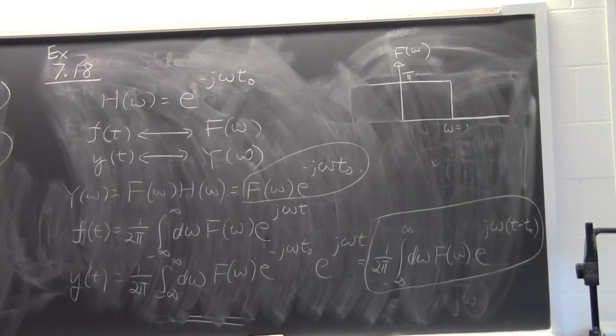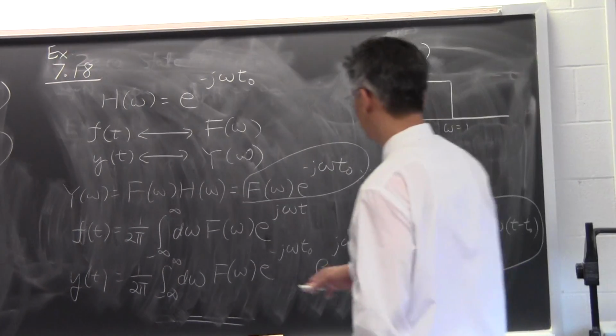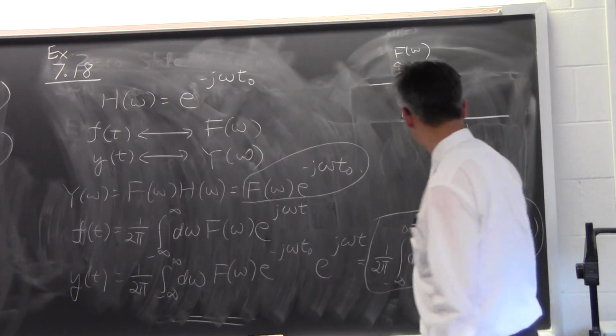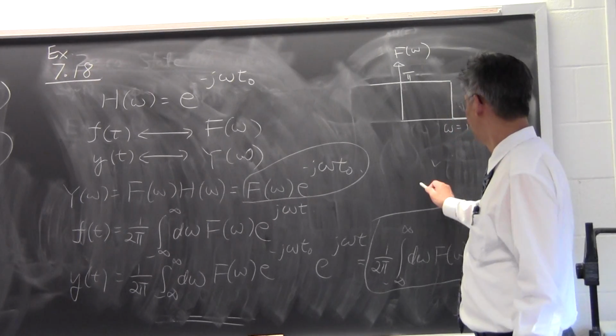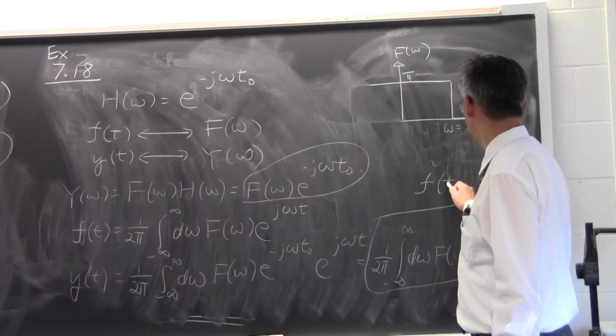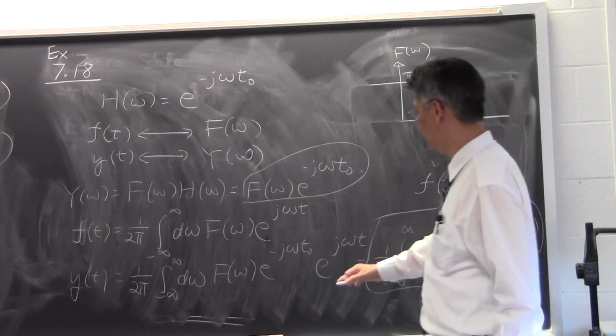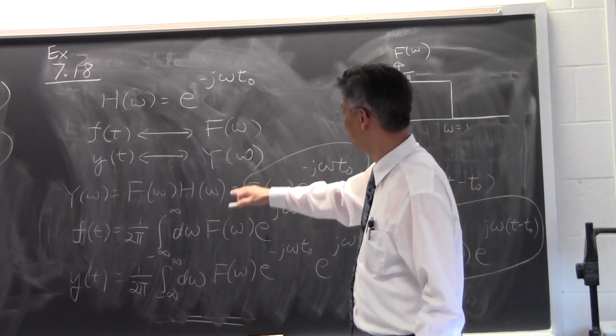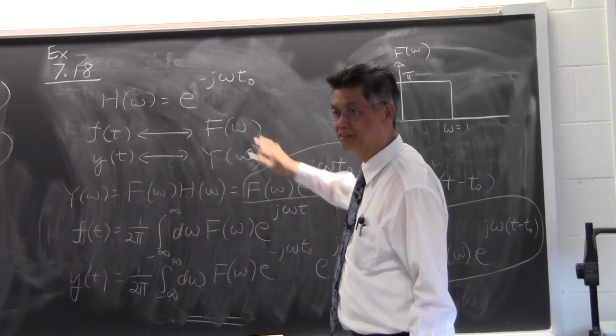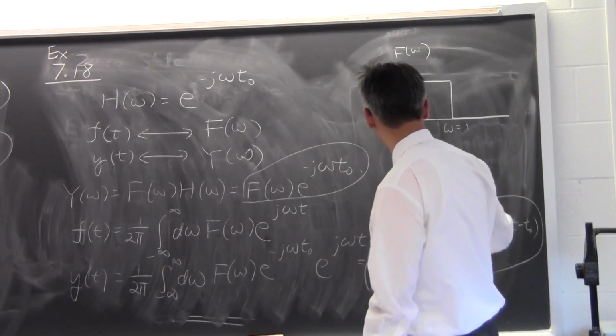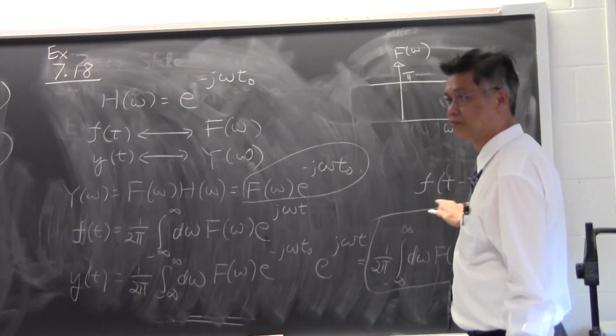How do you express this function in terms of the function f? If f of t is this, what is this function? It is f of t minus t naught. So a phase just gives rise to a delay. This is a delay function.